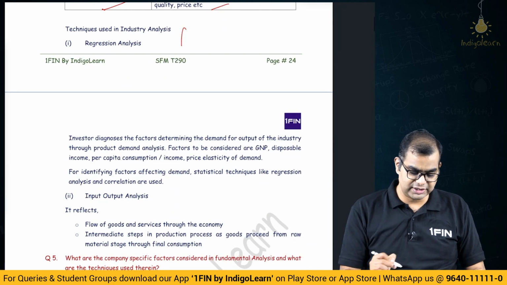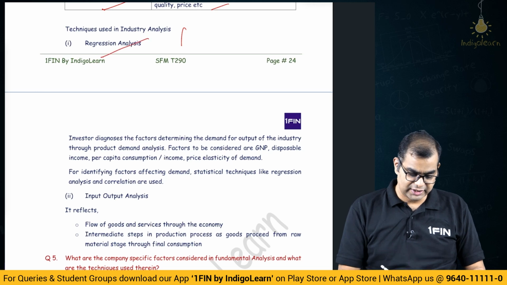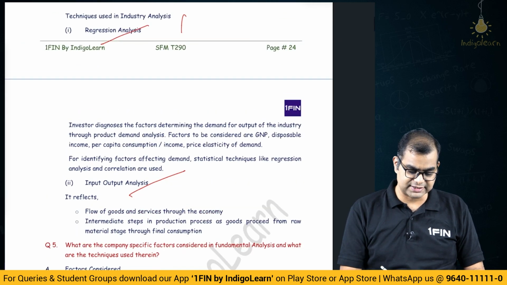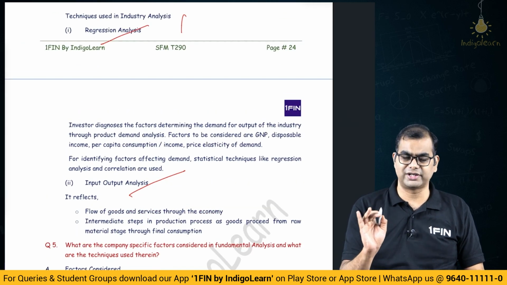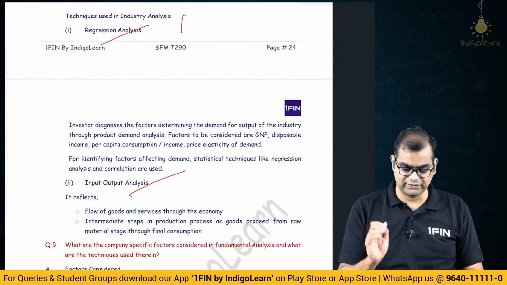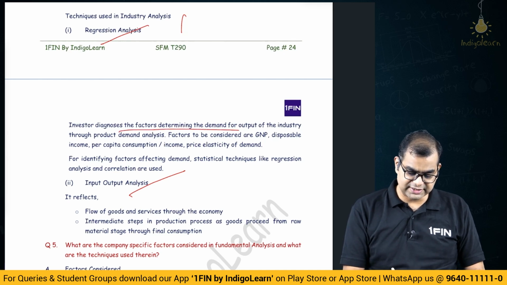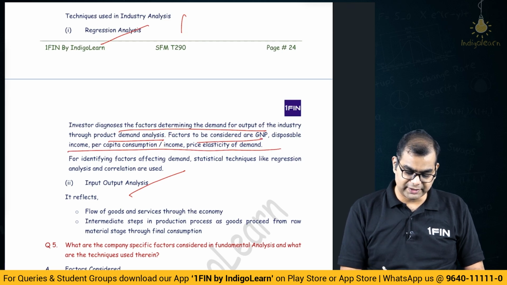What are the techniques used in industry analysis? Regression analysis and input-output analysis. Regression analysis is very simple. All of us know regression, simple linear regression. I explained it to you in one of the earlier chapters. Investors diagnose the factors determining the demand for the output of the industry through product demand analysis. Factors to be considered are GNP, disposable income, per capita income and price elasticity of demand. For identifying factors affecting demand, statistical techniques like regression analysis and correlation are used.